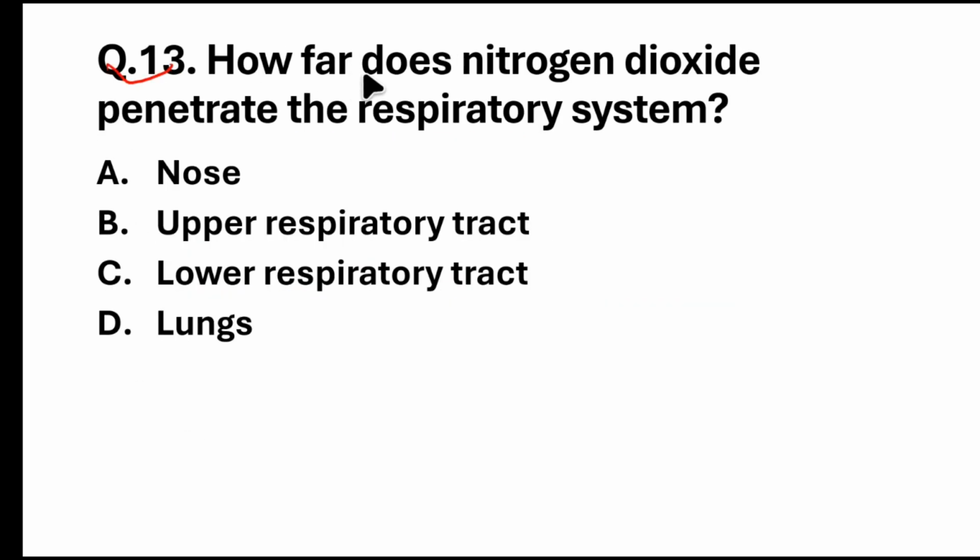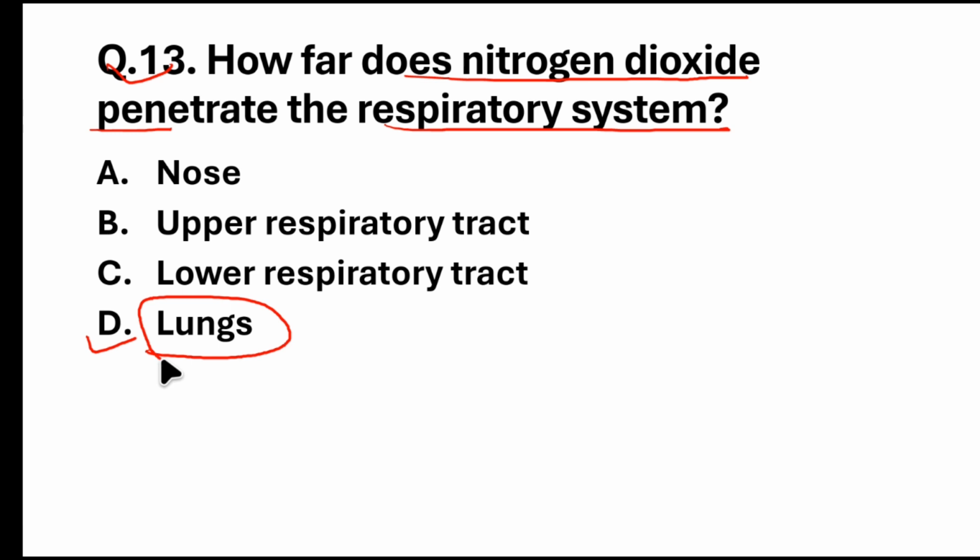Question number 13. How far does nitrogen dioxide penetrate the respiratory system? Answer is in the lungs. Nitrogen dioxide penetrates as far as the alveoli of the lungs, which is pretty deep. Nitrogen dioxide is insoluble in water, therefore it cannot be trapped by the mechanisms in the system.